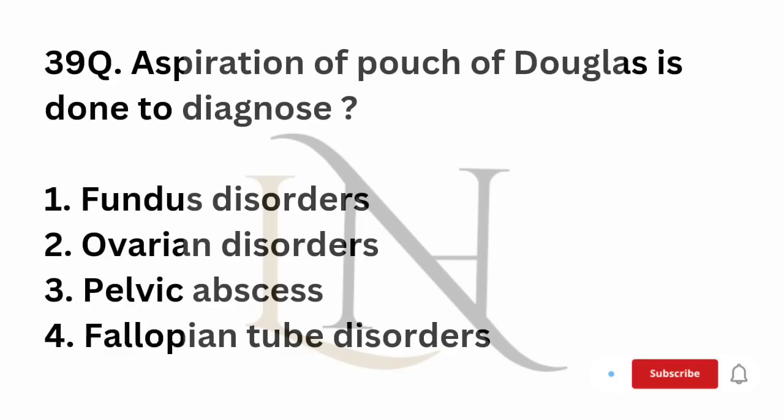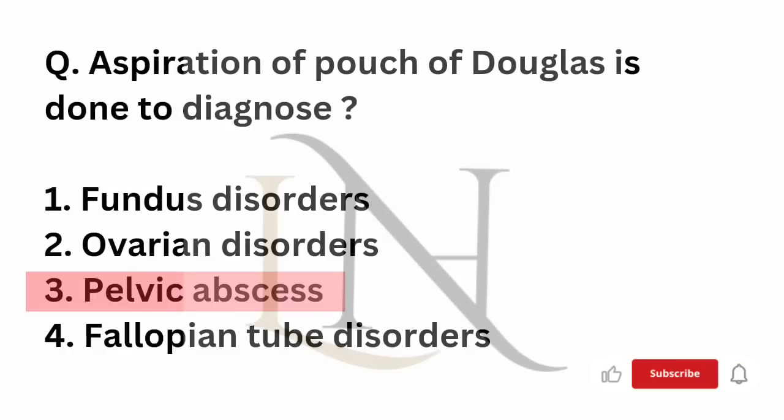Aspiration of pouch of Douglas is done to diagnose option 1 fundus disorder, option 2 ovarian disorder, option 3 pelvic abscess, option 4 fallopian tube disorder. Answer is option 3 pelvic abscess is the correct answer. Move to next MCQ.